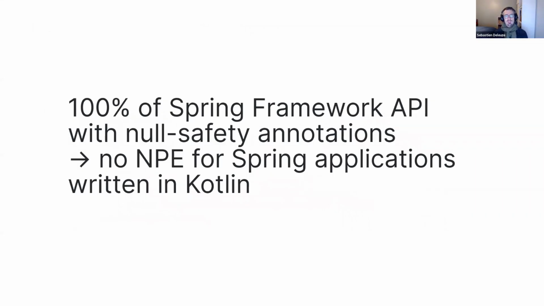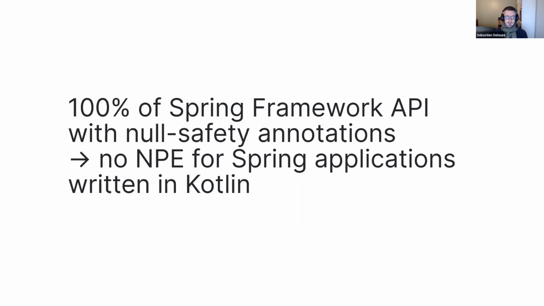Another key point that we support: 100% of the Spring Framework API is annotated with null safety annotations. That means that we can benefit from the great, that's maybe my favorite feature of Kotlin, the explicit null safety, that allows to turn the Java billion-dollar mistake into something that is really a feature of Kotlin, and that allows you to declare explicitly the absence or not of a value in a return value, for example, or in a parameter.